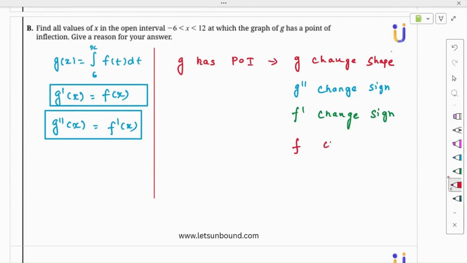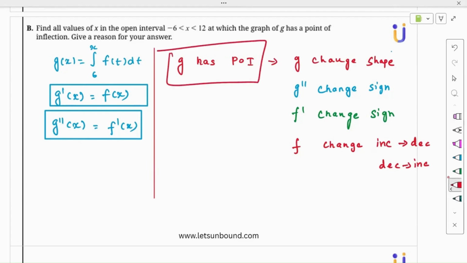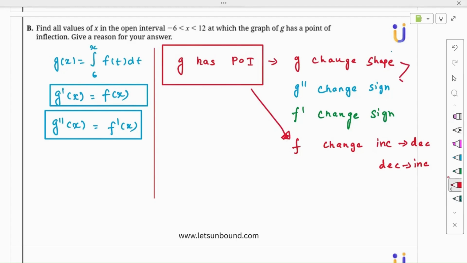So F will change either from increasing behavior to decreasing, or from decreasing to increasing behavior. If you find these cases in your F graph, then G has a point of inflection. So we are connecting G and F in this way. I'm breaking it down this much for you just to explain the core concept here. So if G has a point of inflection, F should change from increasing behavior to decreasing behavior or vice versa. Right? Now let's analyze the graph.